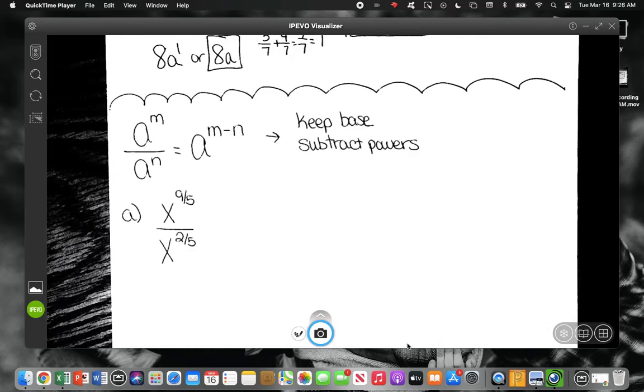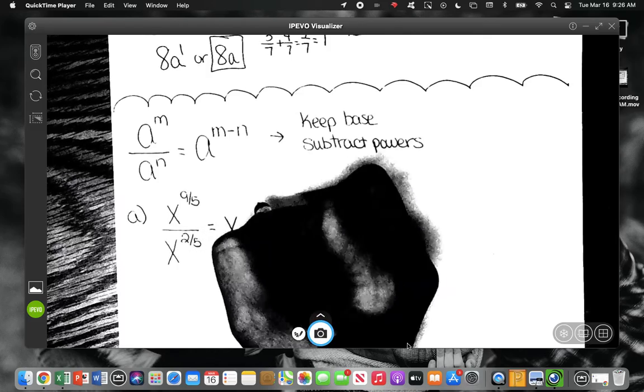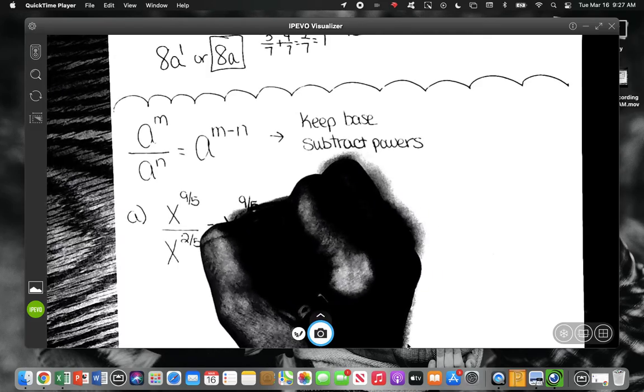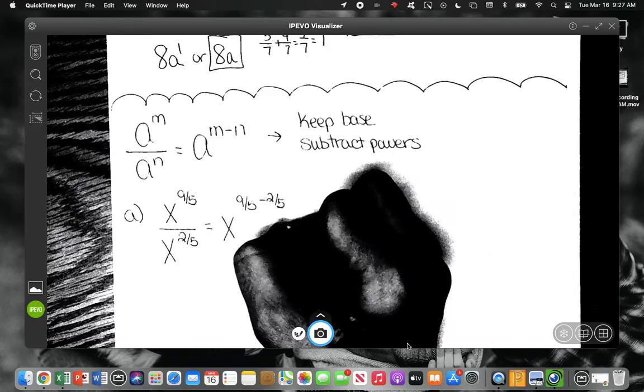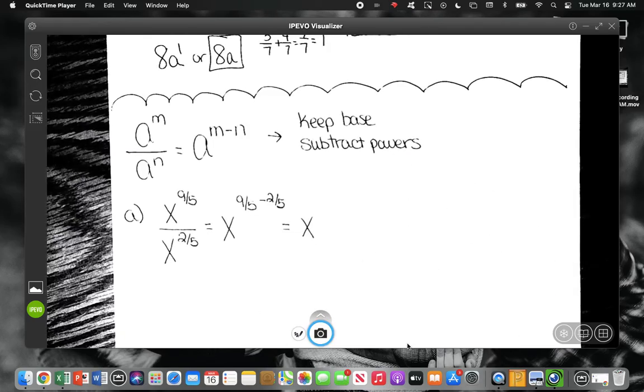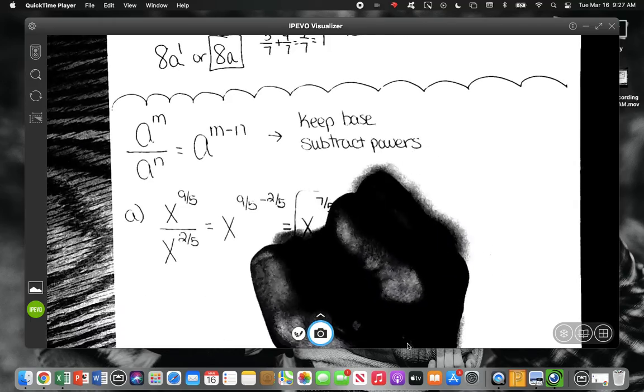All right, so if we look at our exponents, do we have common denominators? Yeah. All right, so in order to do this, we are always going to subtract top minus bottom. So 9/5 minus 2/5, what does that give me? 7/5. Can't be reduced, that's all we can do there.